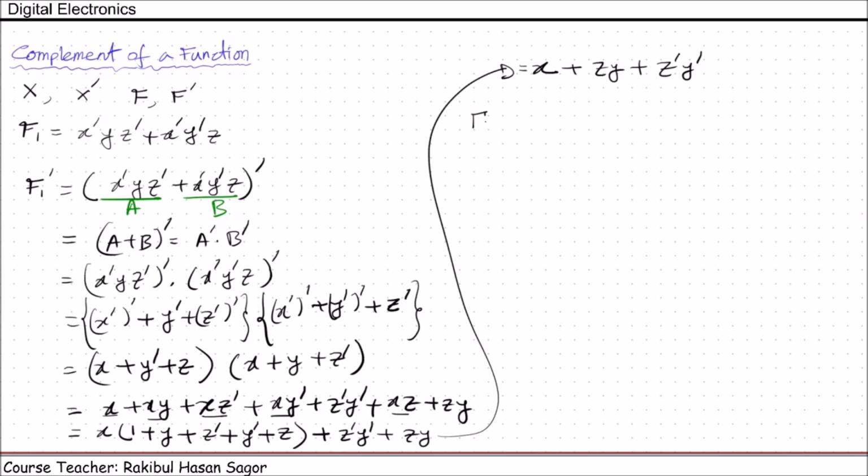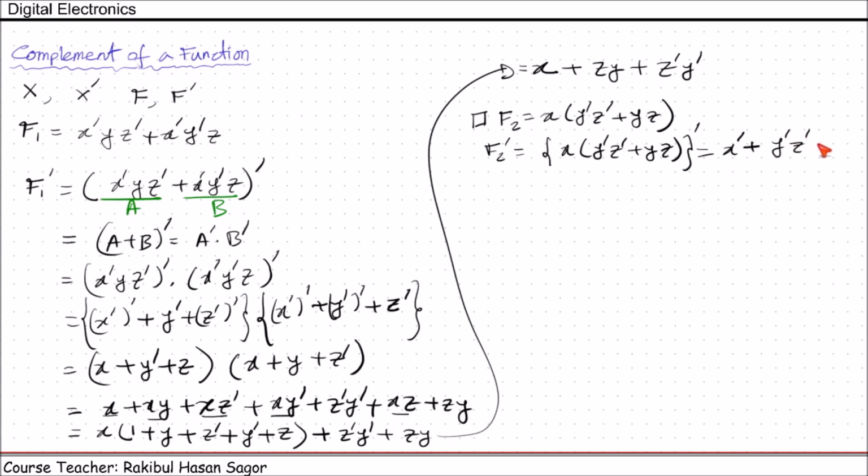Let us see another example. Suppose f2 is equal to x y prime z prime plus y z. Now if we apply De Morgan's theorem, then f2 prime will be equal to x y prime z prime plus y z whole prime. Now first of all, let's apply in this fashion that this is a and this is b. We can write x prime plus y prime z prime plus y z whole prime.